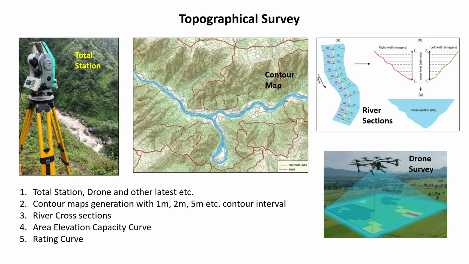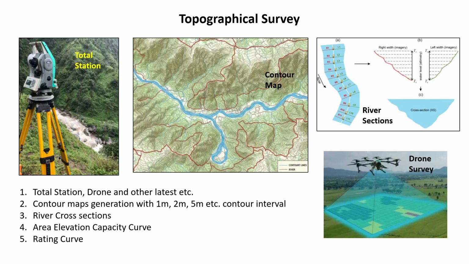Once the survey is over, we have to generate the contour maps using the survey data. We all know contour is a line joining points of equal level or elevation. As per project requirement, we have to generate the contour as per interval such as 1 meter, 2 meter or 5 meter interval contour maps. Once the map is finalized, then we can use this map for various purposes.